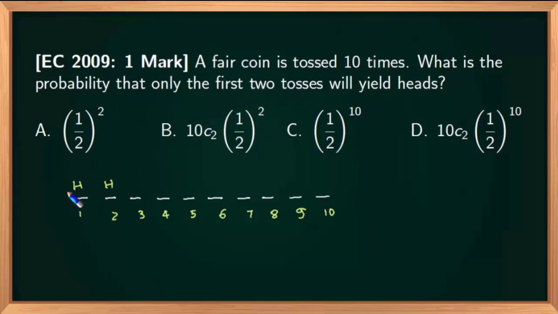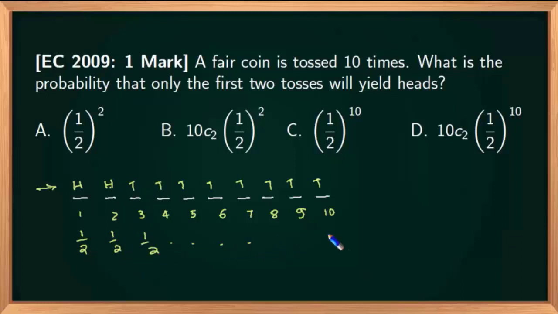Which means that only these two must be heads and these things must be tails, right? So tail, tail, tail, tail and tail. Now I need to find the probability for such a thing to happen. So for this to be a head, I know that the probability is 1 by 2. Again, for this to be a head, the probability is 1 by 2. Now for this to be a tail, it is 1 by 2.